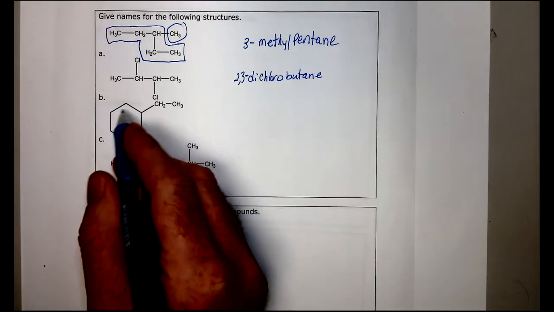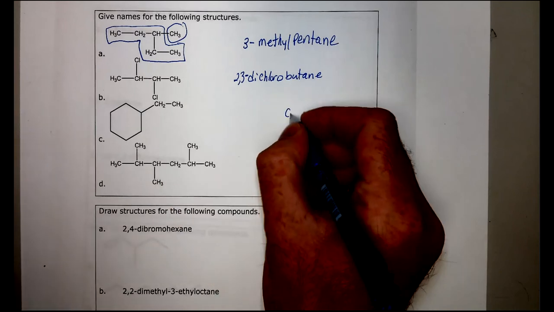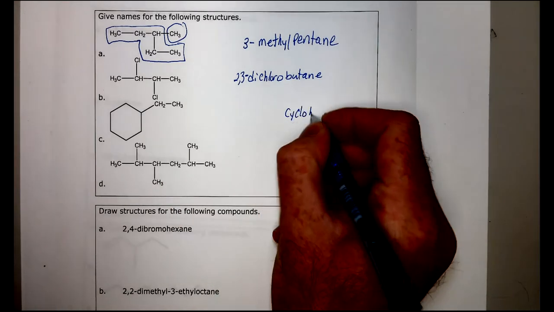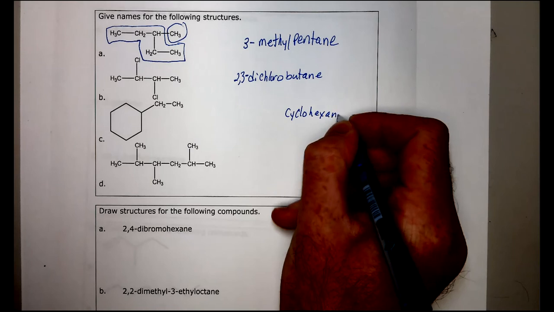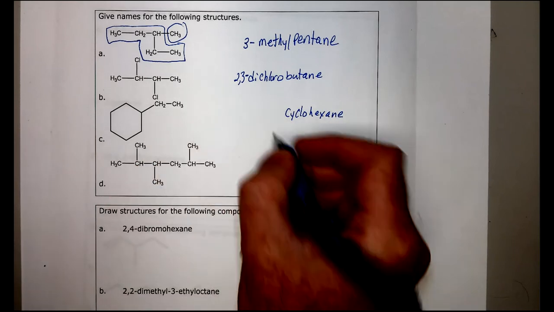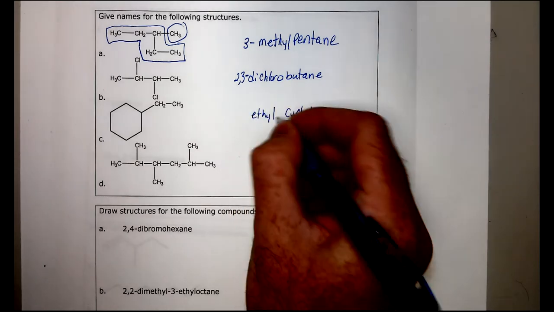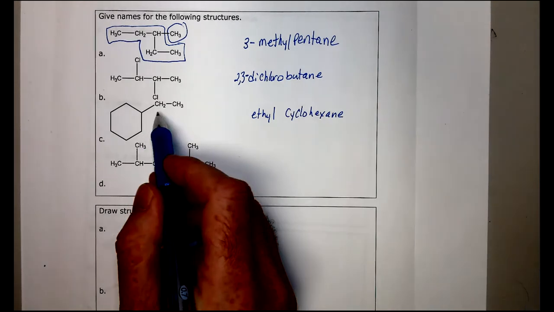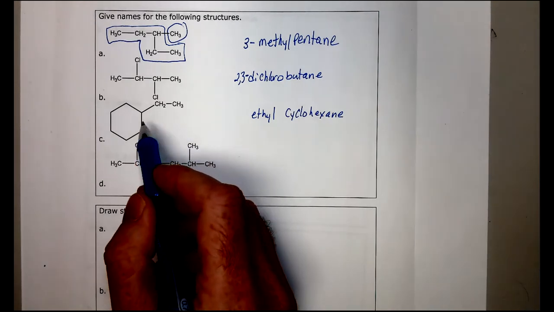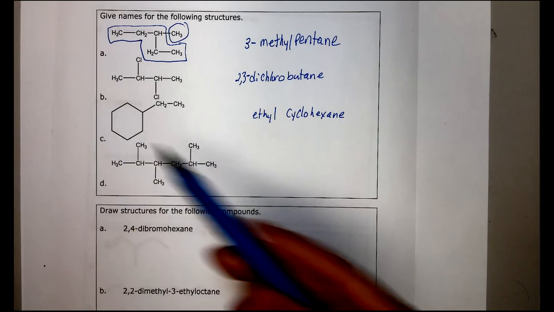Here we got a 6-member ring, so that is a cyclohexane. And I've got an ethyl group attached to it. So it's an ethylcyclohexane. Now you say, well, what position? By default, it's in position 1, but since there's only one substituent on the ring, the number is not strictly necessary.